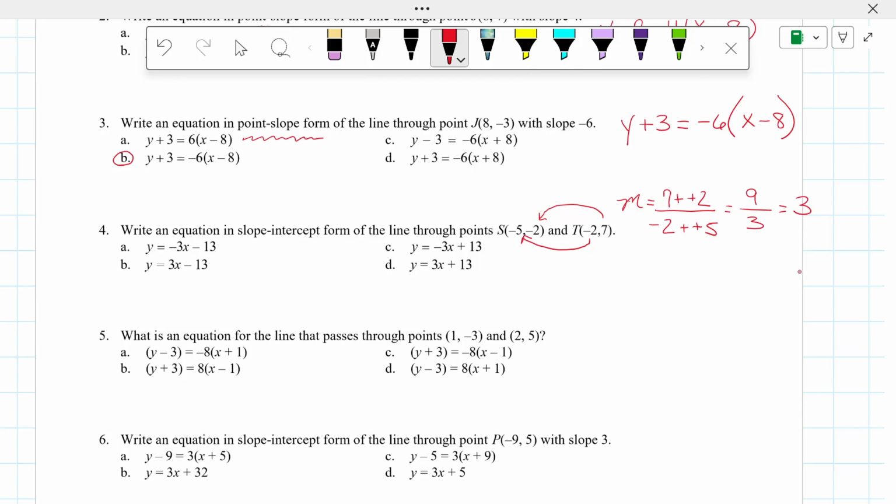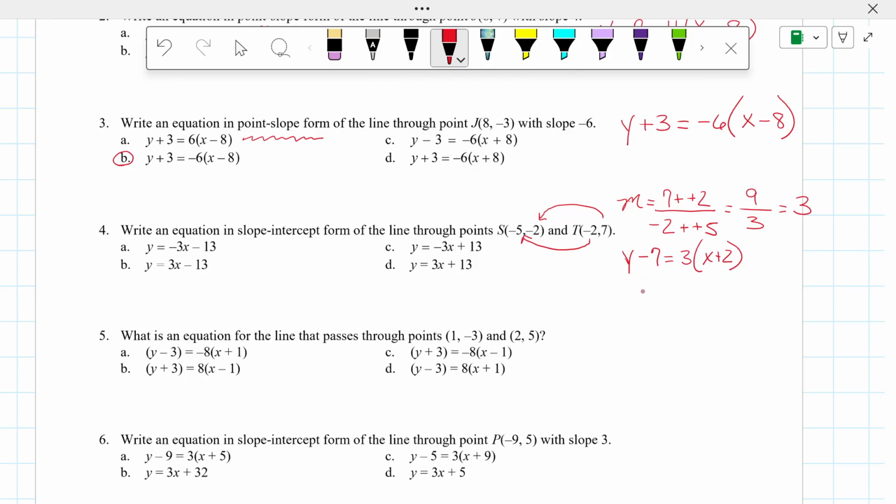Now, before we get to slope-intercept form, we've got to write it in point-slope form because we don't have the y-intercept. So it doesn't matter which point you use when you write it in point-slope form. When you distribute the slope and solve for y, you're going to get the same equation no matter which point you use. So I'm going to use this second point. So I'm going to take y minus 7 equal to 3 times x plus 2.